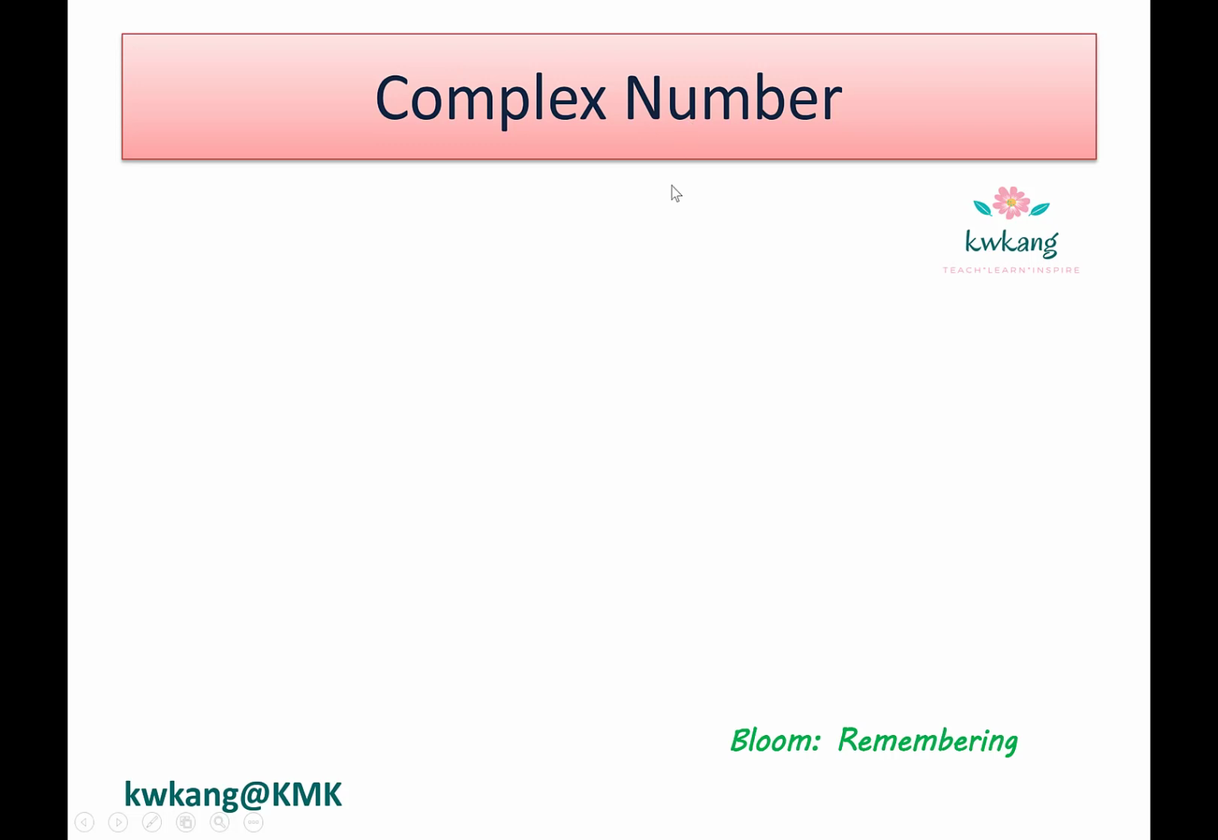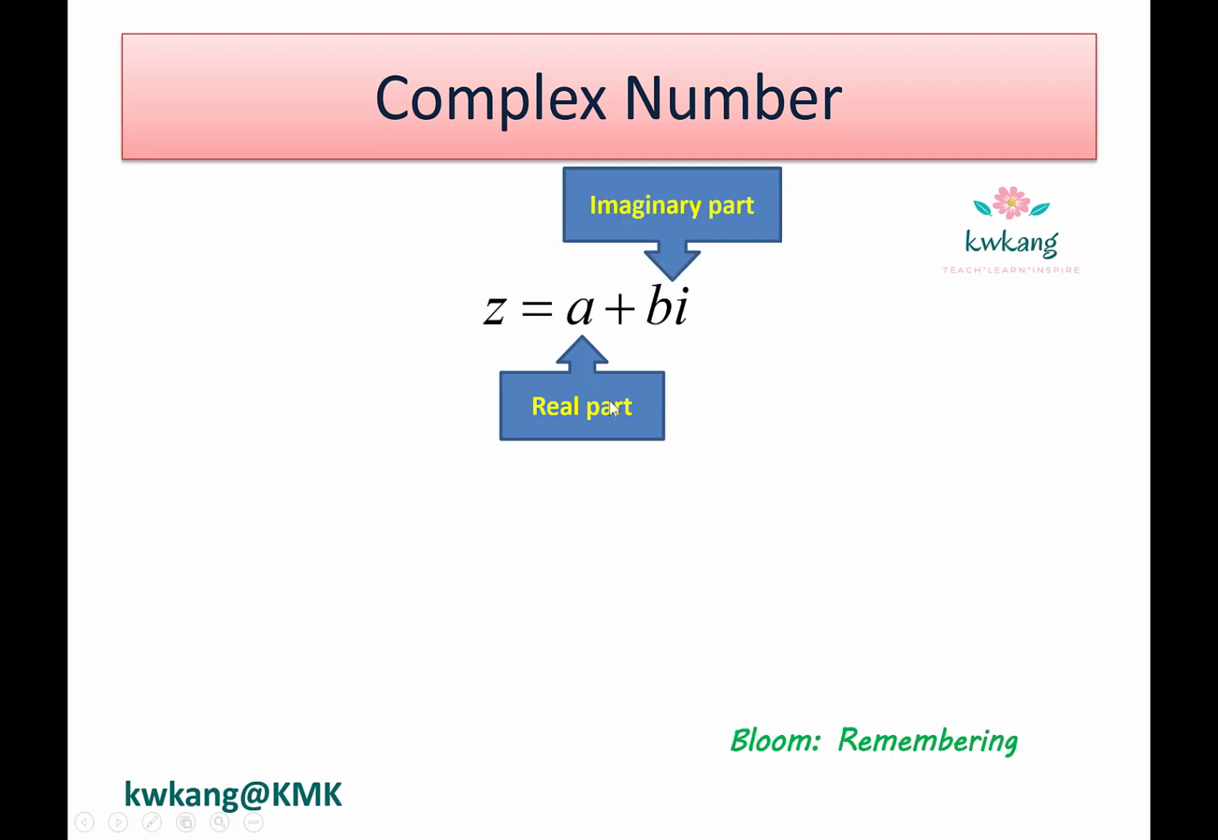Complex number. A complex number can be written in the form of z equals a plus bi, where a is the real part and bi is the imaginary part. i equals the square root of -1, or i squared equals -1.